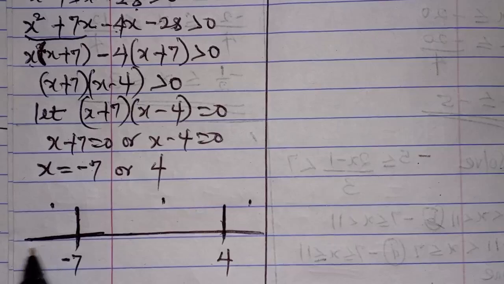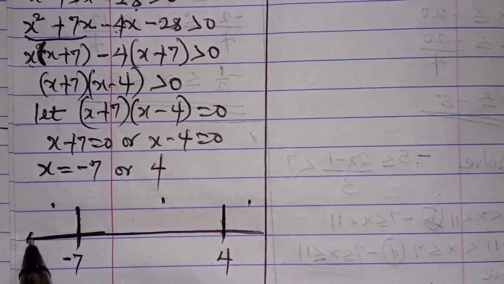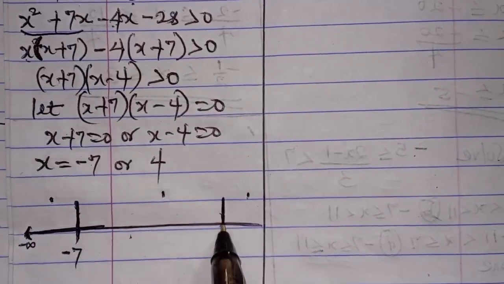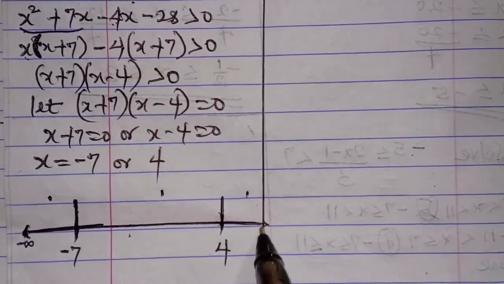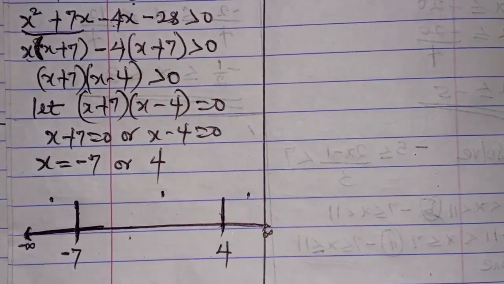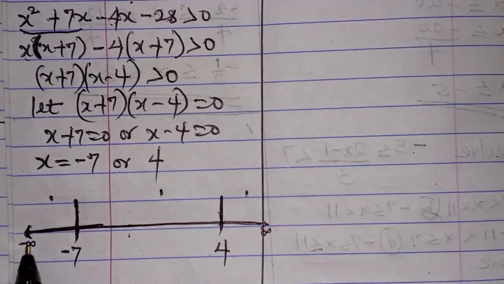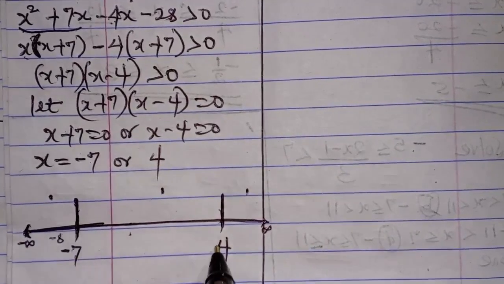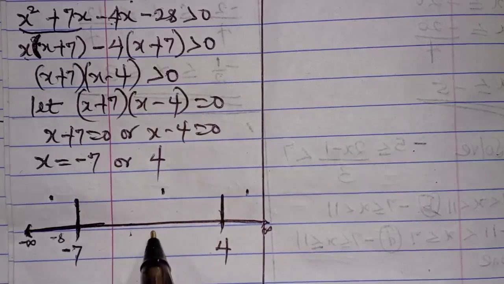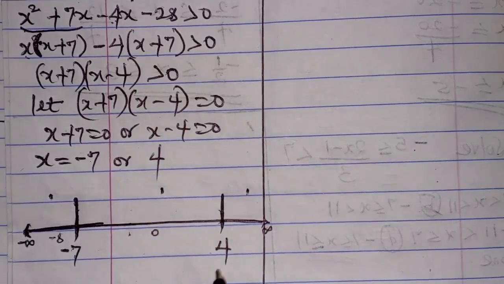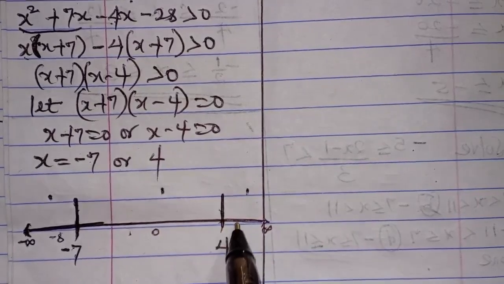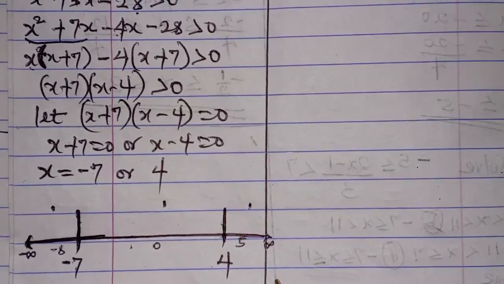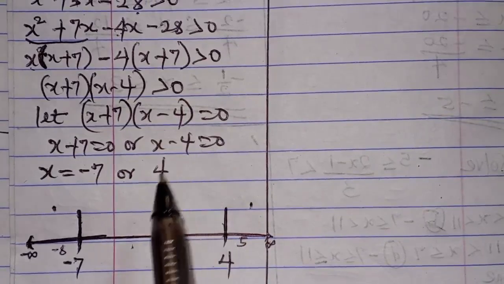Now, in between this region, we have from negative infinity to minus 7. Here we have from minus 7 to 4. And here we have from 4 to positive infinity. So in between negative infinity and minus 7, we have minus 8. In between minus 7 and 4, we have different numbers, including 0. Then from 4 to infinity, we have numbers bigger than 4, such as 5. Let me use these numbers to verify which of these regions satisfy the inequality.